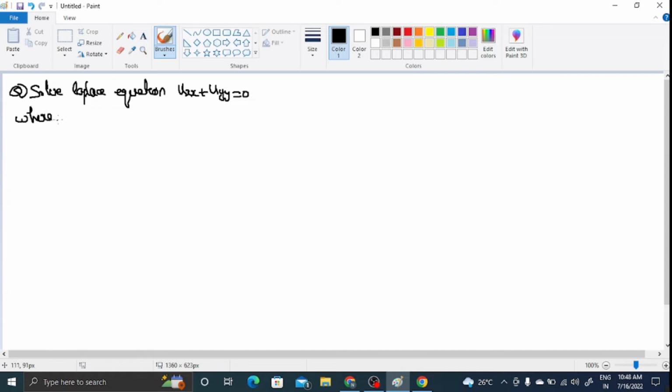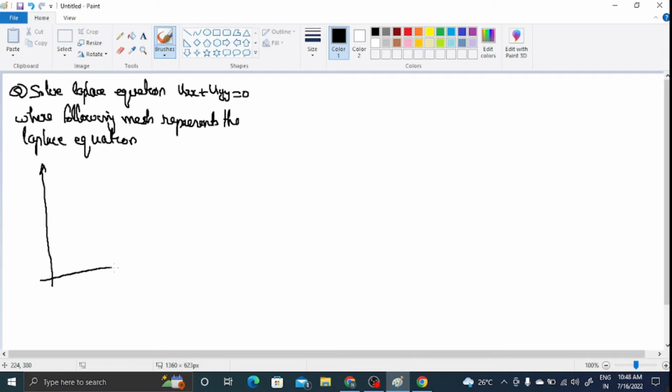where the following mesh represents the Laplace equation. Okay, so you can see a diagram normally. Otherwise, they will write the equation of that mesh.